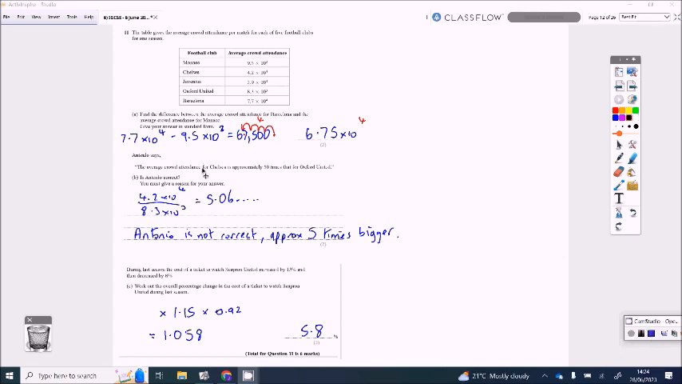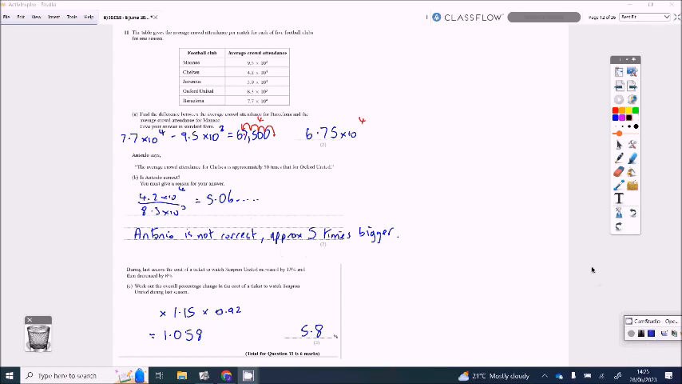Part B, the average crowd attendance for Chelsea is approximately 50 times that for Oxford United. So take the Chelsea crowd, divide it by the Oxford crowd, and we get 5.06. So it's approximately 5 times bigger, not 50. So Antonio is not correct. It's approximately 5 times bigger.